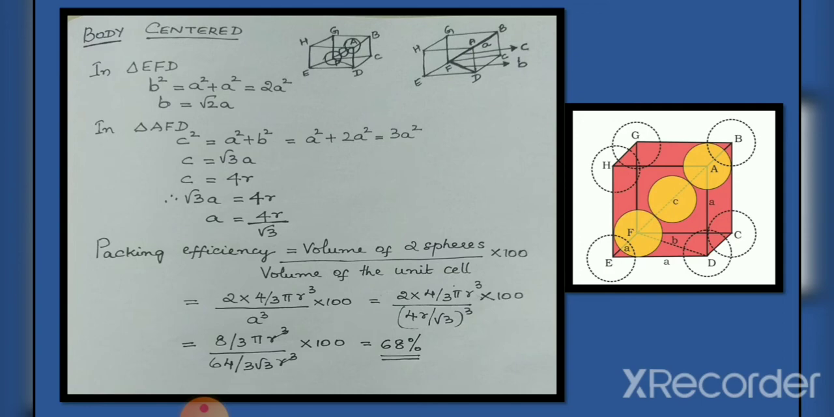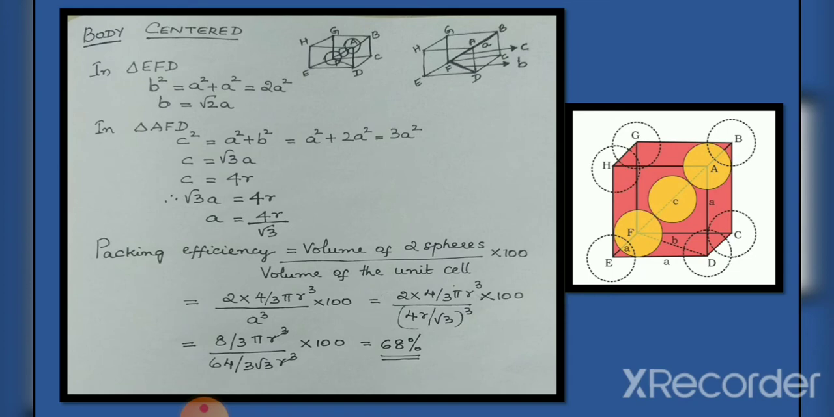Now consider triangle AFD. We get c squared is equal to a squared plus b squared, but we know that b squared is equal to 2a squared. So we get c squared is equal to a squared plus 2a squared, which is equal to 3a squared. So from that we can get c is equal to root 3 a. Now what is the relationship between c and r? As in the previous case, c is equal to 4r.